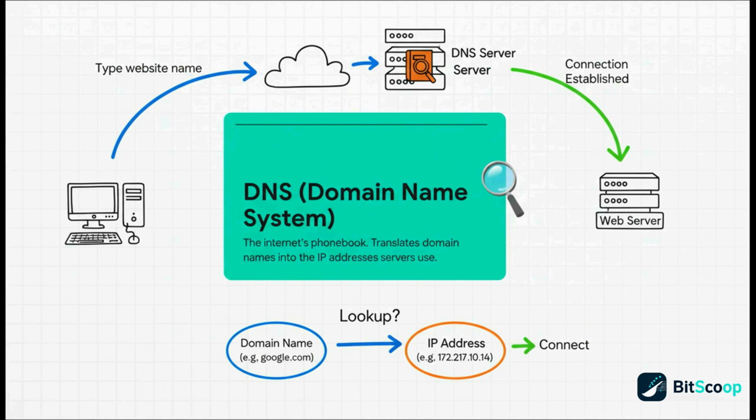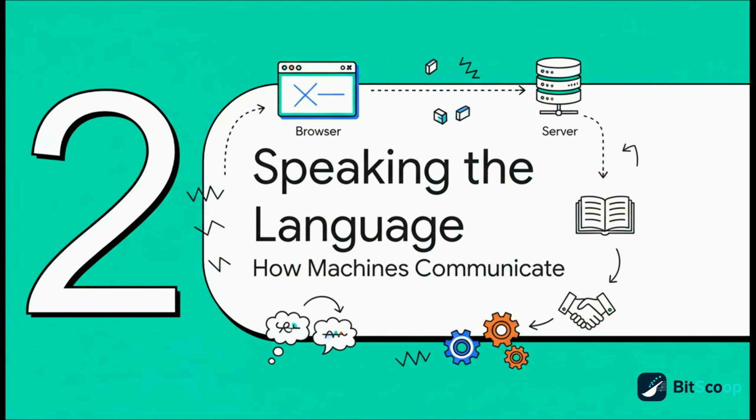And that is exactly where DNS comes into play. DNS is literally the internet's phone book. It's brilliant. When you type in a nice, friendly website name, your computer just asks a DNS server, hey, what's the IP address for this name? The DNS server looks it up, gives your computer the number, and just like that, your browser can make the call. Connection made.